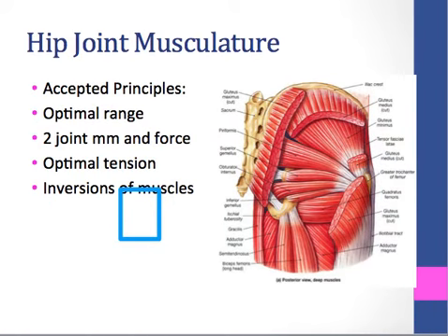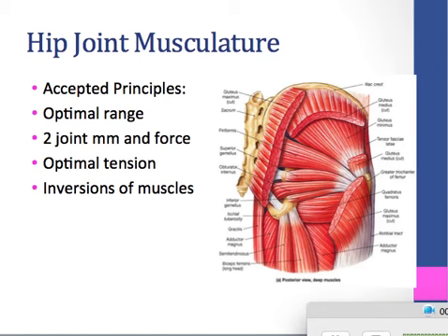Hip joint musculature, I'm not going to dive deep into this because I think there's no need for you to hear it twice in a recorded lecture and in your anatomy. But I want us to understand that there are certain principles that are accepted in the hip, and these are important when we think about the kinematics and what's happening with our patients. Understanding that the first principle is that the optimal range of our hip musculature is in that mid-range, or slightly flexed.